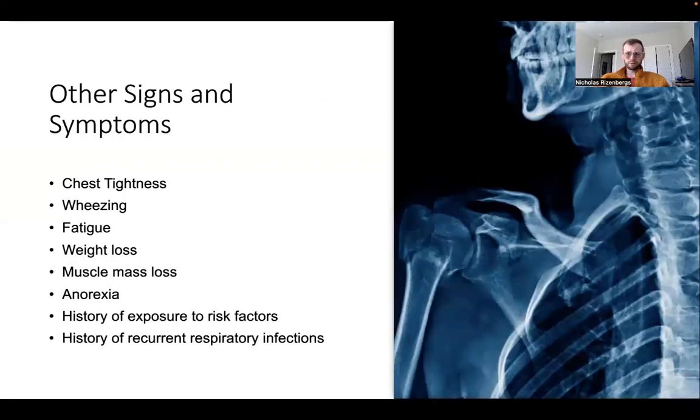So other signs and symptoms other than the cardinal three: chest tightness, because you got to think of the constriction of the airways, wheezing, also the constriction of the airways, fatigue, because you're not getting proper ventilation, which is not going to give you proper oxygenation, weight loss, muscle mass loss, anorexia, all those kind of coexist together. History of exposure to risk factors, and then the history of recurrent respiratory infections.